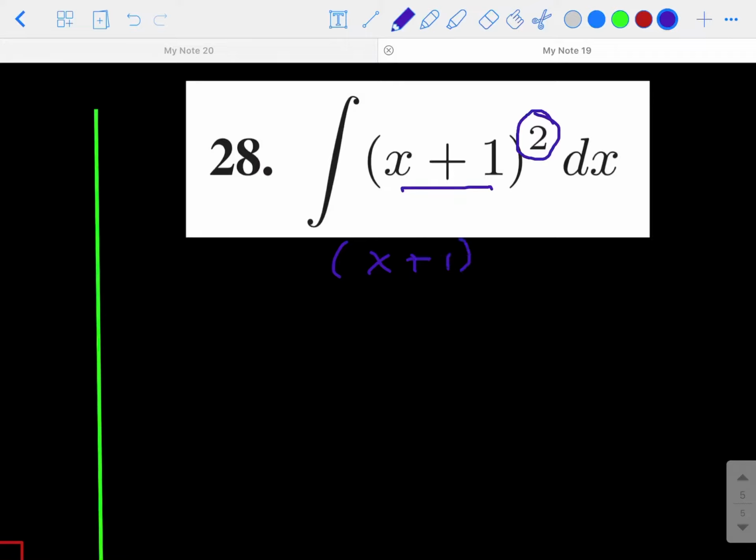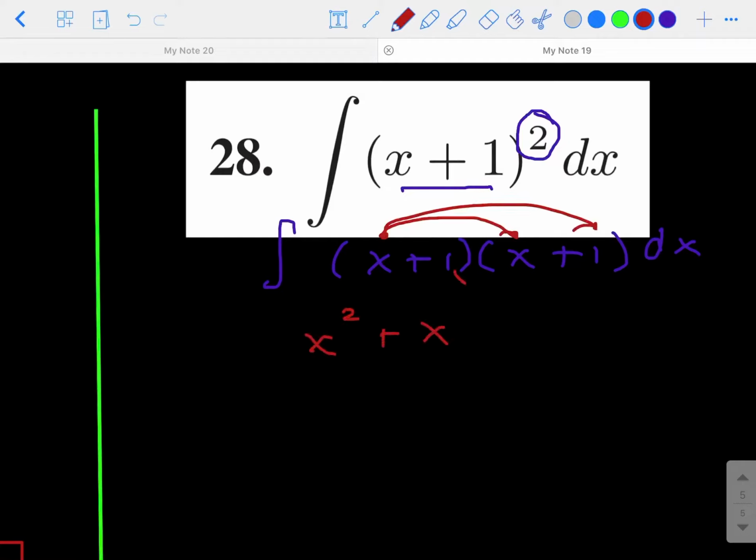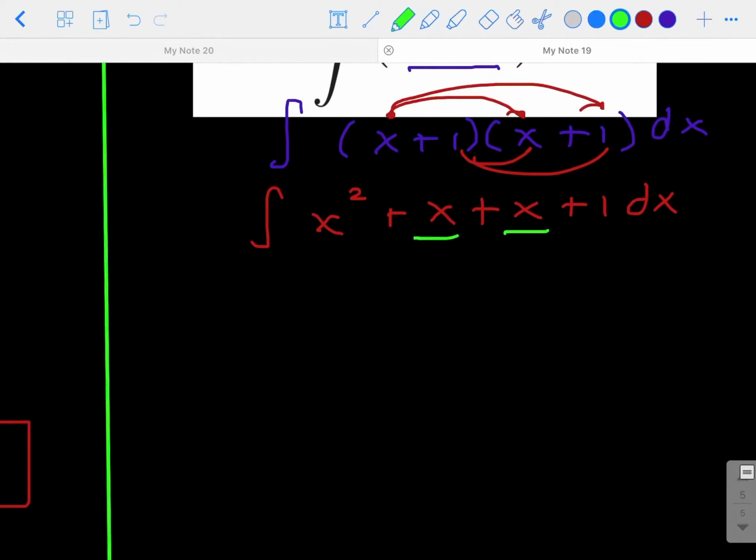x plus 1, x plus 1. Before we integrate, it's probably best to FOIL. First, outside, inside, and last. Add your like terms. You got x and x, and that will give you 2x. Rewrite everything else out.